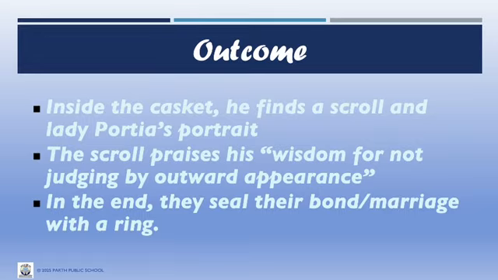Inside the casket, he finds a scroll and Lady Portia's portrait. The scroll praises his wisdom for not judging by the outward appearance, and in the end, joy graced them, and they sealed their bond, their marriage, with a ring, which Boccaccio could never take off unless they step out of the love or the bond is broken somehow.